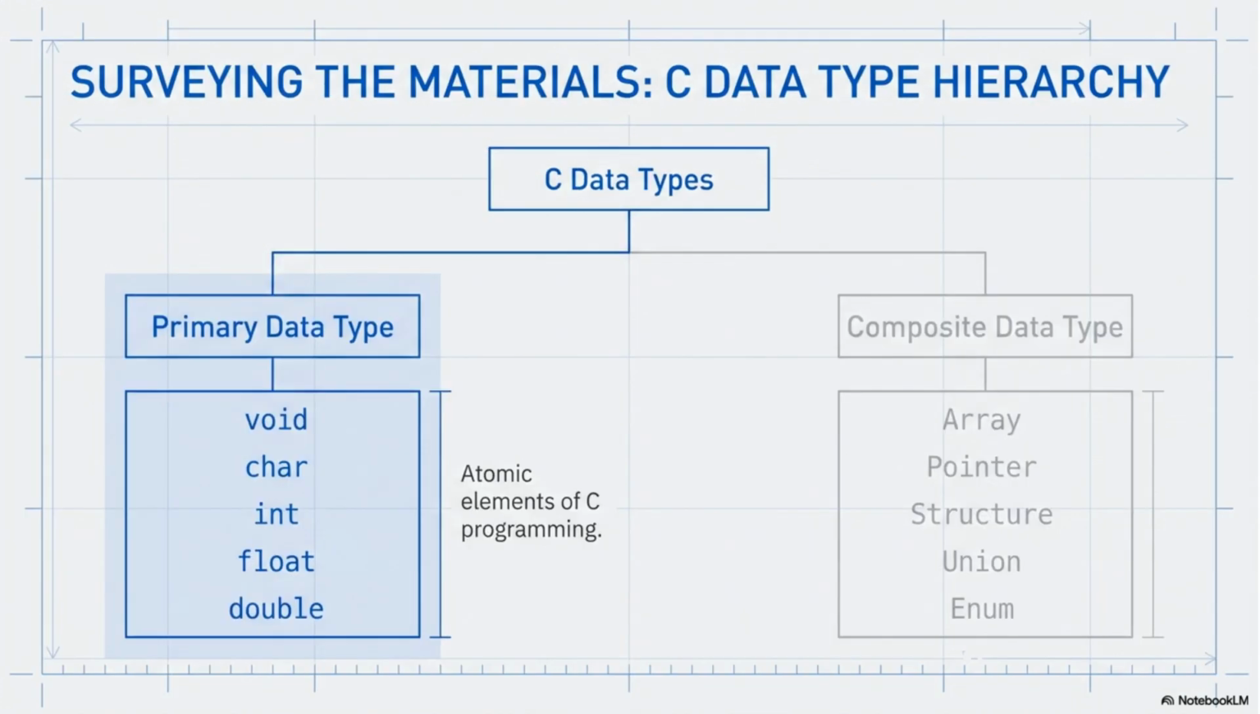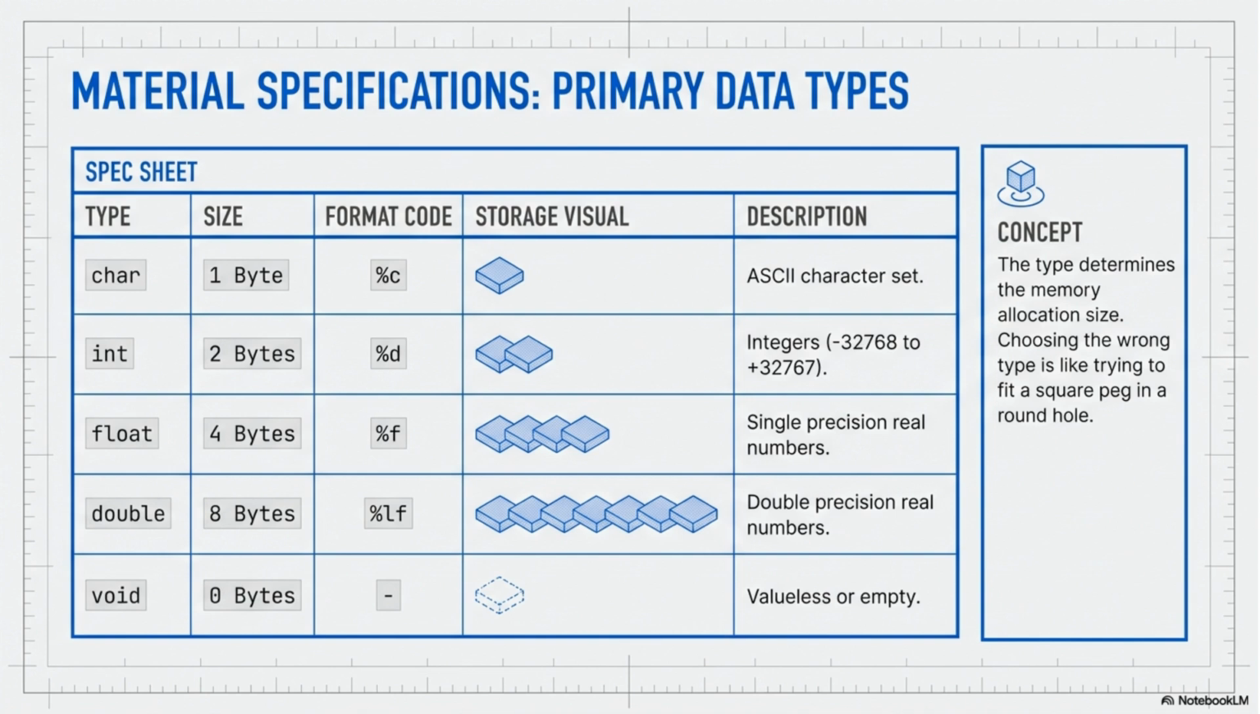C data types are categorized into primary and composite types. We will focus on the primary data types, which include void, char, int, float, and double. These are the atomic elements of C programming. Primary data types have specific material specifications, including size, format code, and a description. For example, int uses 2 bytes and stores integers, while float uses 4 bytes for single precision real numbers.